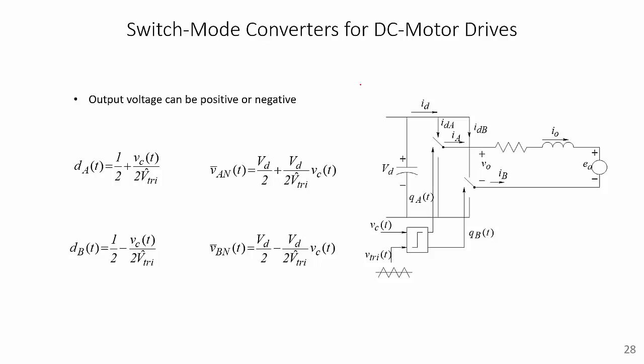It must be noted that there is no constraint on the waveform of the control voltage VC. So the same drive can be used to generate a sinusoidal single-phase output voltage as well, by simply adjusting the control voltage to follow the profile of a sinusoid.